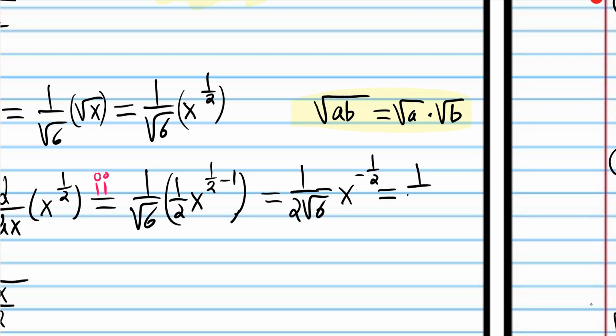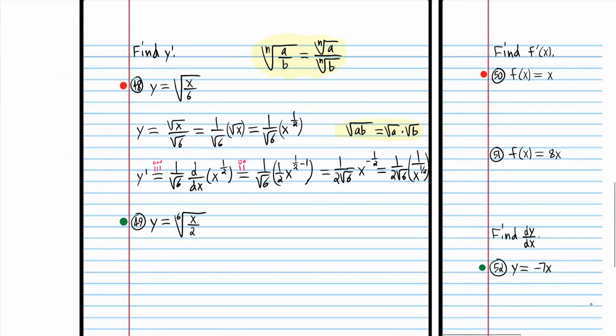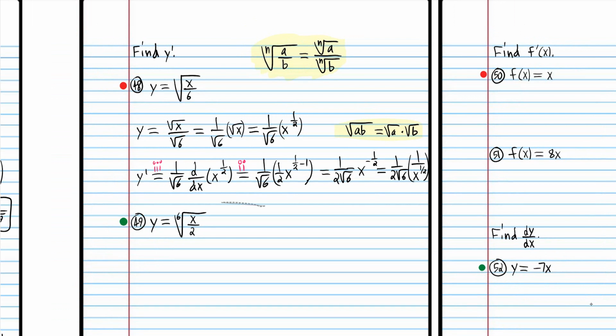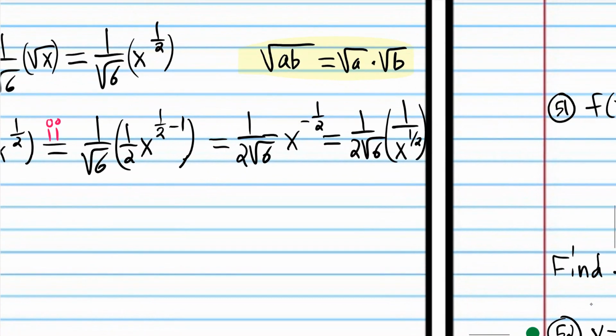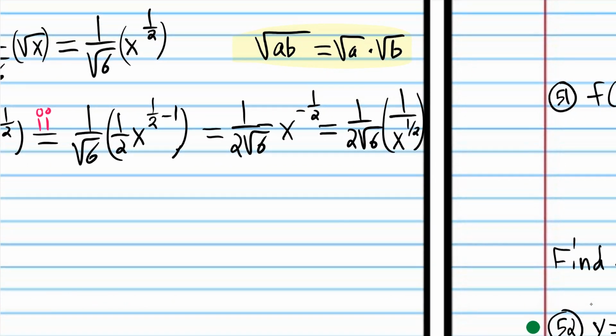And we don't like negative exponents, so we're going to change that to 1 over x to the positive 1/2. And let me find a little more room here. And now we can write 1 over 2 root 6 times 1 over the square root of x. That's exponent rule number 9.